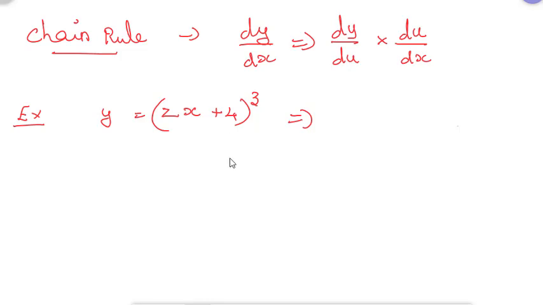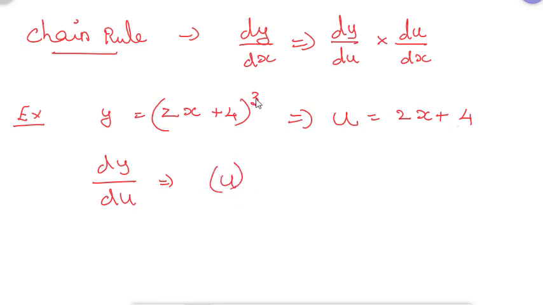For example, I am taking y equal to (2x plus 4) the whole cube. First, I take u equal to 2x plus 4. So first I have to differentiate y with respect to u. Here I am checking u as 2x plus 4, so I write the u, and it was in the power of 3. So you bring the power down as a multiplication, and subtract 1 from the power. So you get 3u squared.